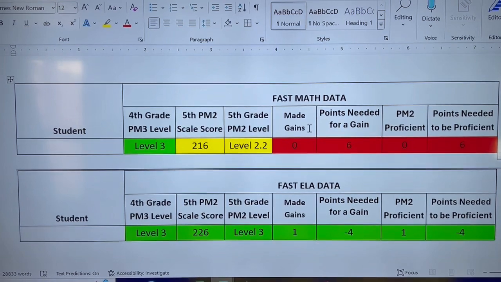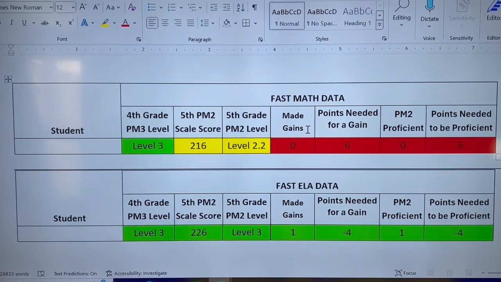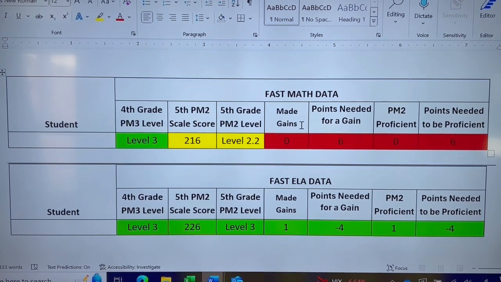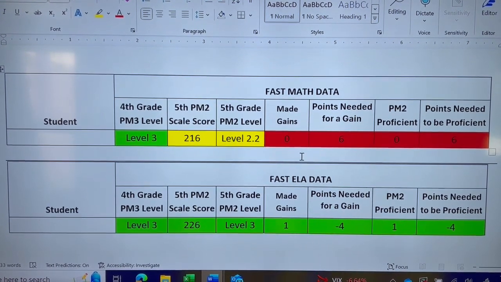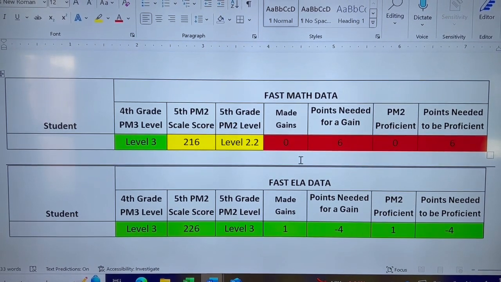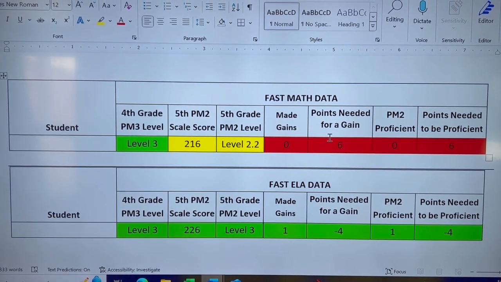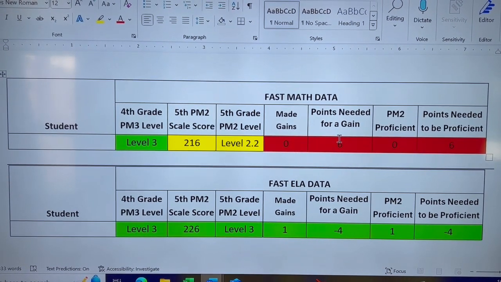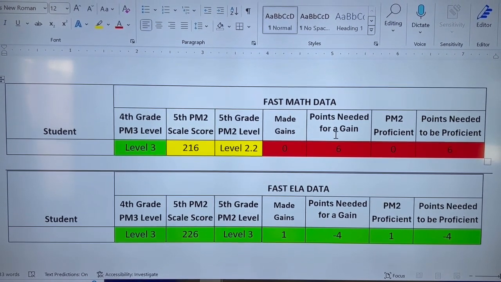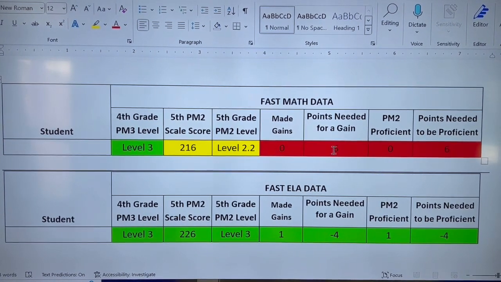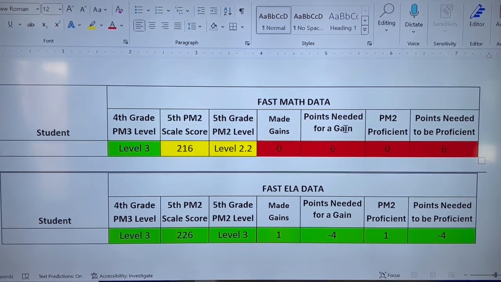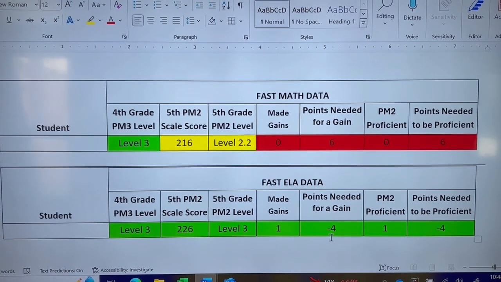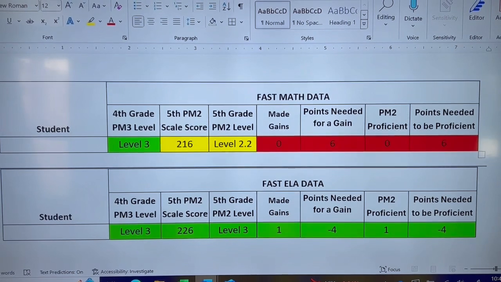The next column I'll talk about is learning gains. We want all of our students to improve on their previous score from the previous year. So for this made gains column, you're either going to see a 0 if they did not make a gain, or a 1 if they made a gain. The next column is points needed for a gain. So this will tell you how close your student is to making a gain if they need to make one. In this example, this student is 6 points away from making a gain. But when you look in ELA, this student has already made a gain and they made it by 4 points.